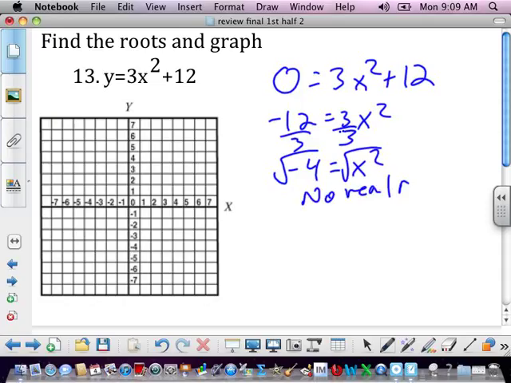All right, if there are no real roots, what are we going to do? How are we going to graph this? What's a good way to graph stuff if you don't know what the roots are? Yes, we're going to make a what? A table. Okay, so we're going to start with some negatives. Let's start with -2, -1, 0, 1, and 2.